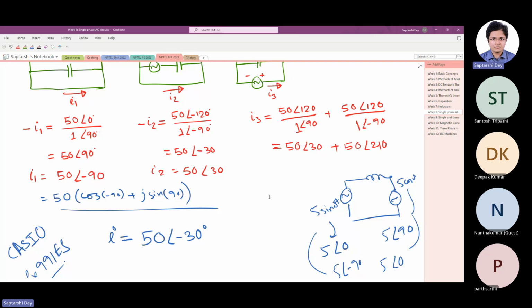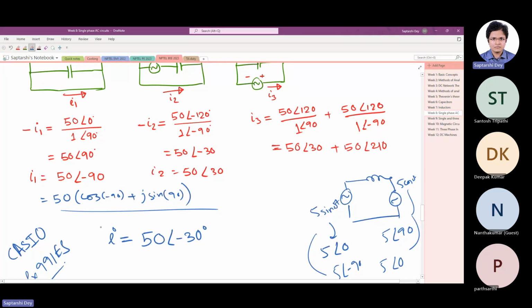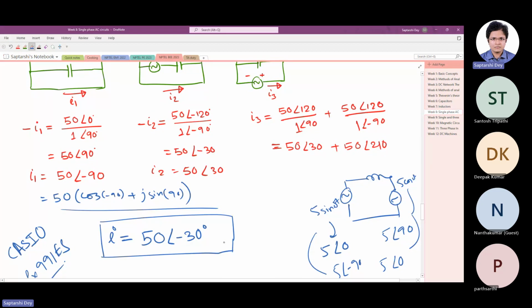This is basically a simple application of superposition theorem and then vector addition. Vector addition, if you don't have a calculator to do, you can break them up in cos and sine and then calculate.